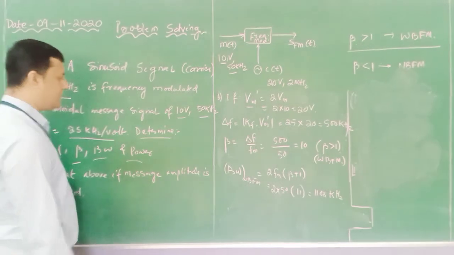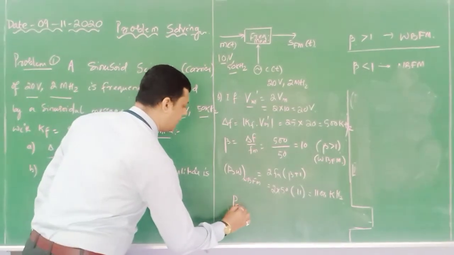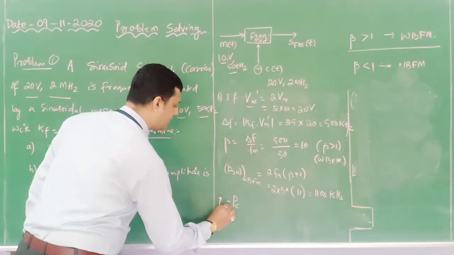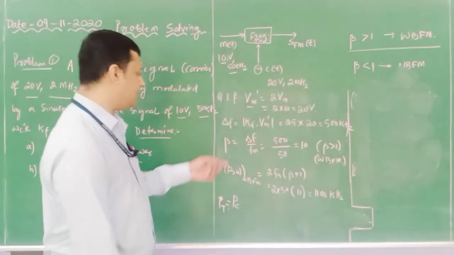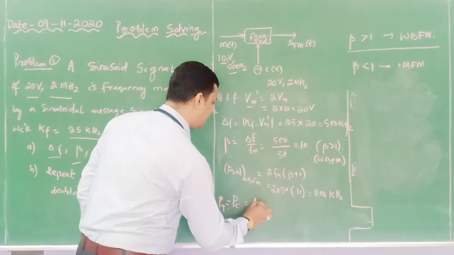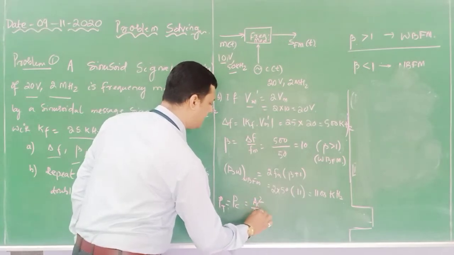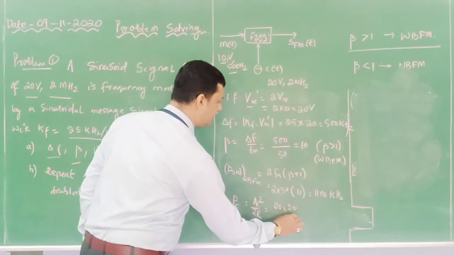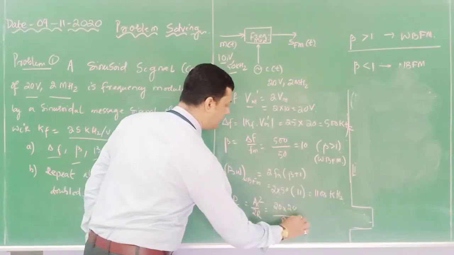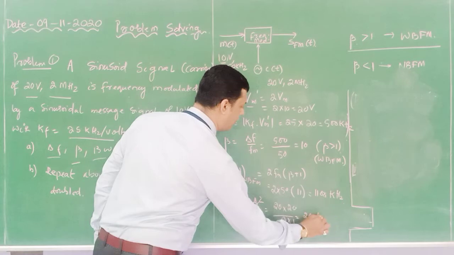Then next, what is the power content? Now power content or power transmitted must be equal to carrier power because it is a WBFM. So it is Ac square divided by 2R. So again it is 20 into 20 divided by 2 into 1. So it is 200 watt.